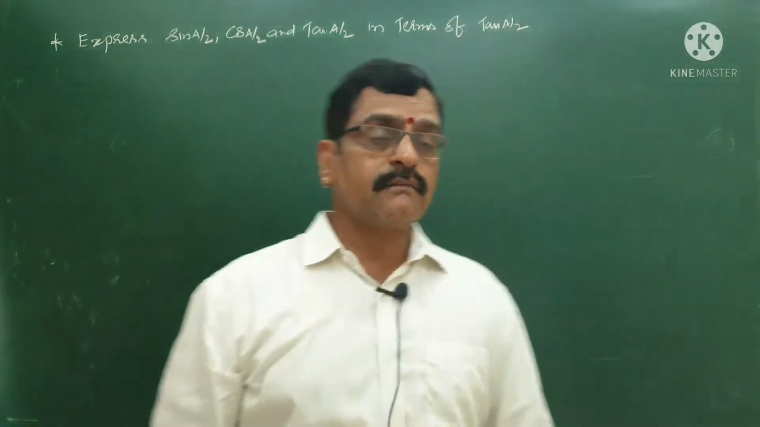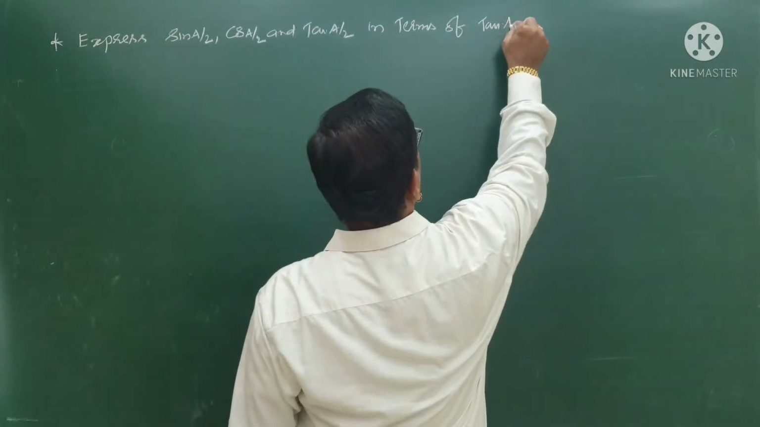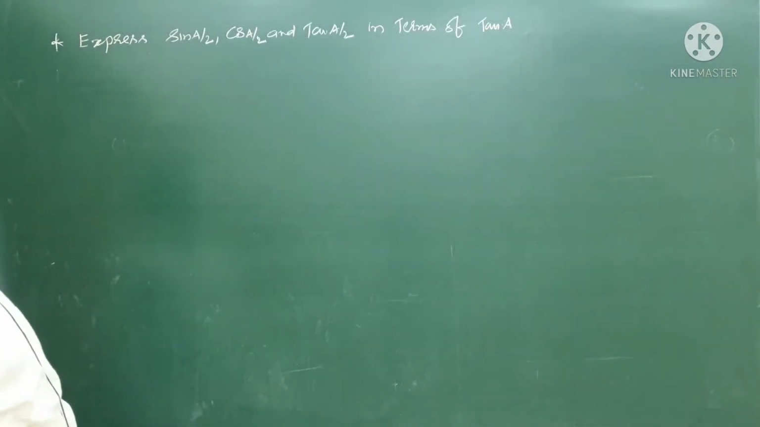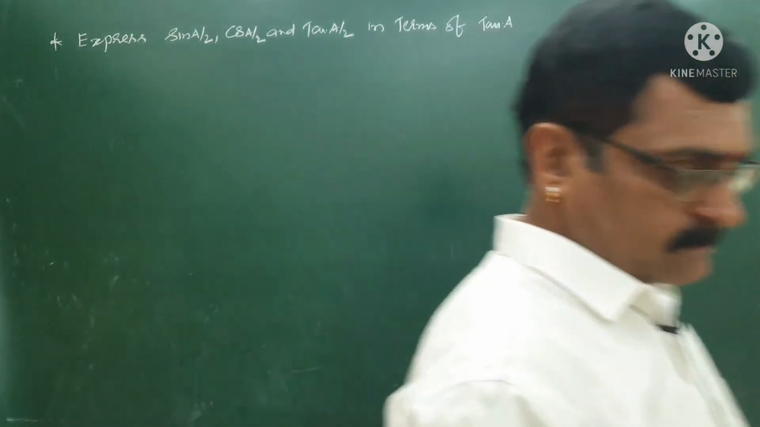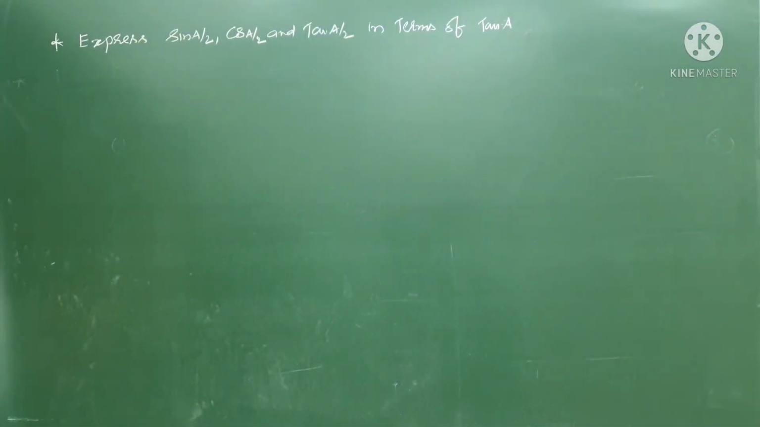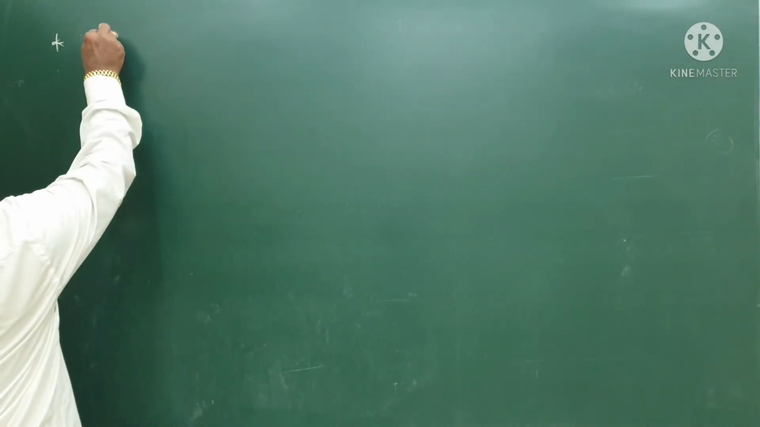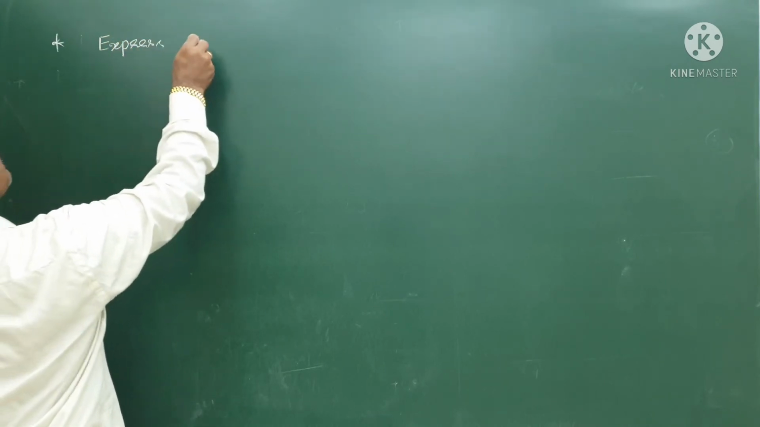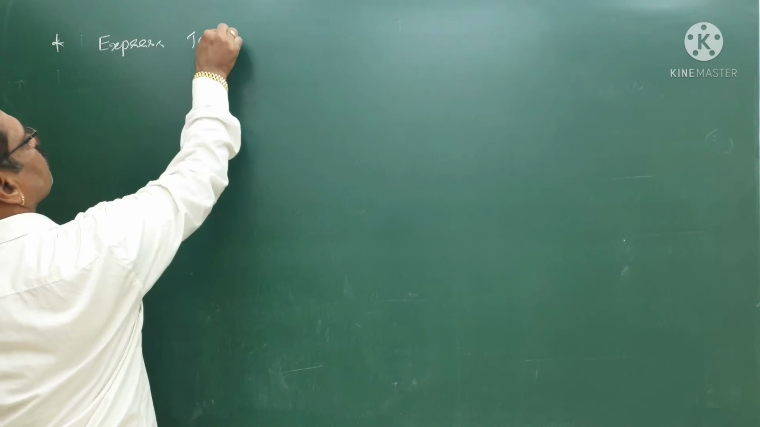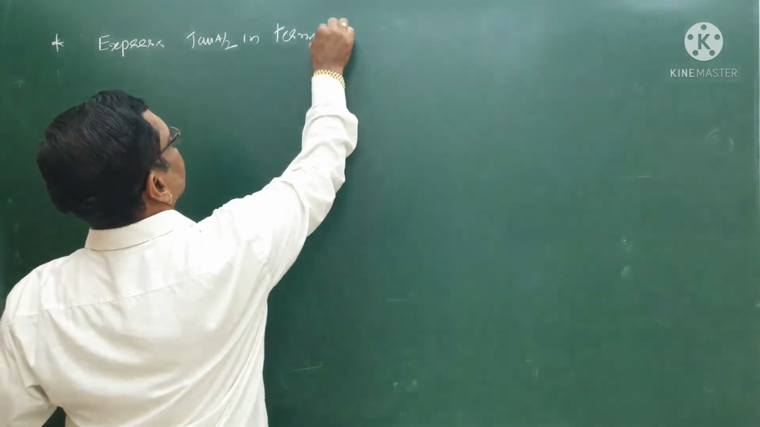Next one, express sin A by 2, cos A by 2, tan A by 2 in terms of tan A. That is the next lesson. Next one, express tan A by 2 in terms of tan A.